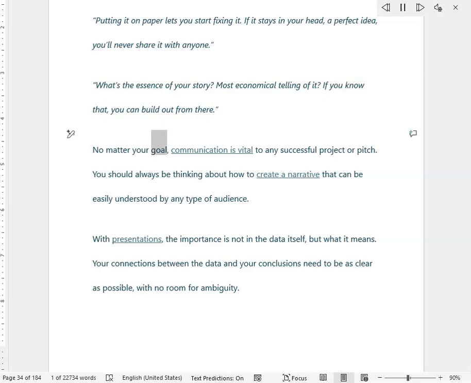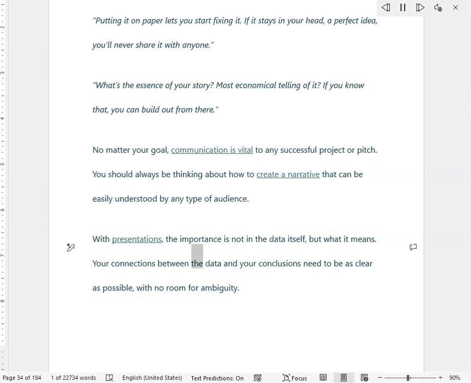No matter your goal, communication is vital to any successful project or pitch. You should always be thinking about how to create a narrative that can be easily understood by any type of audience. With presentations, the importance is not in the data itself, but what it means.